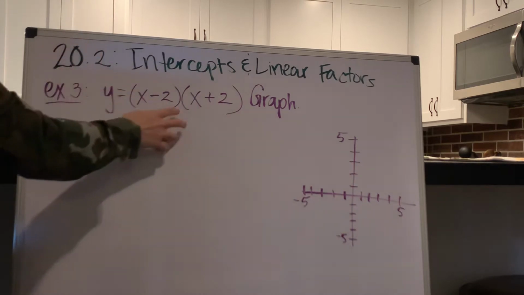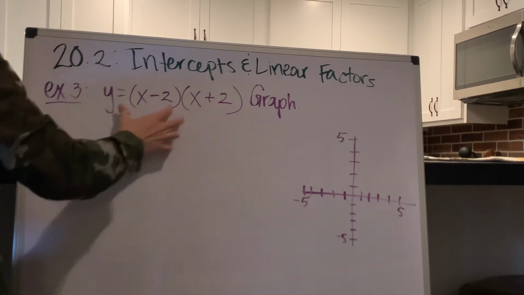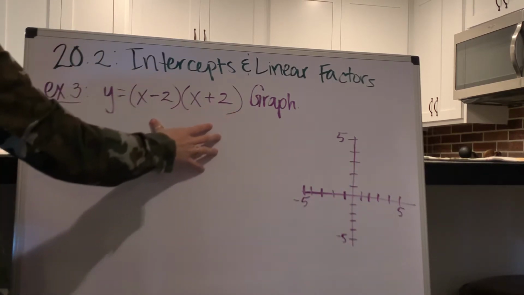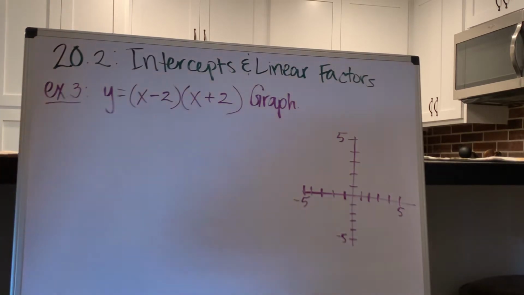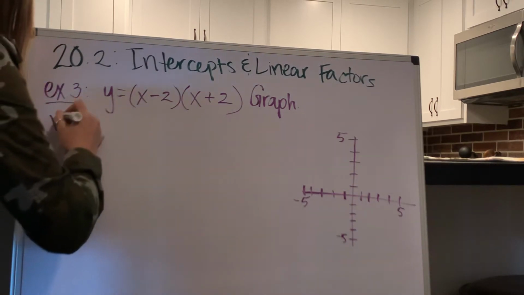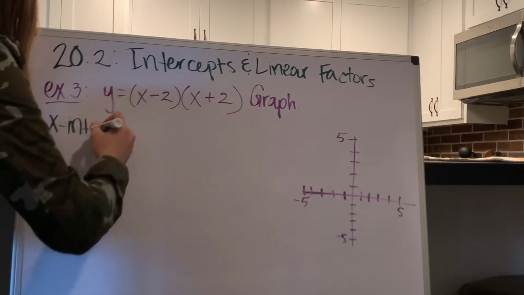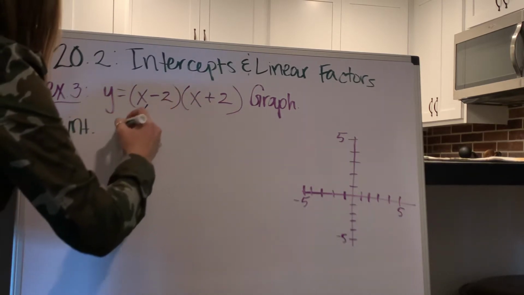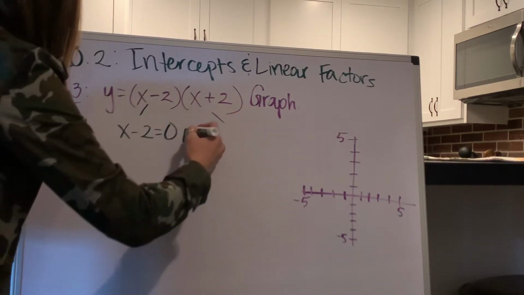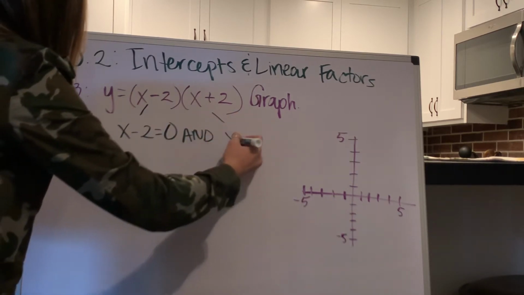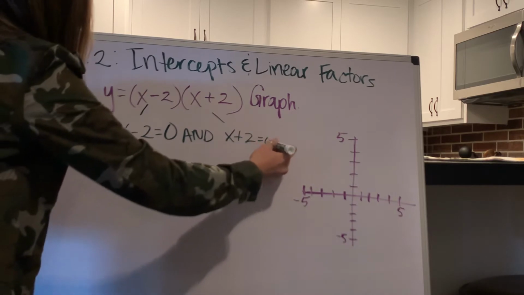We know that there are 2 factors here, right? x minus 2 and x plus 2. We can set those equal to 0 and find our x-intercepts. So let's do that first. If we're looking for our x-intercepts, which we can also call our zeros, we take the first term, x minus 2, and set it equal to 0, and we take our second term, x plus 2, and set that equal to 0.